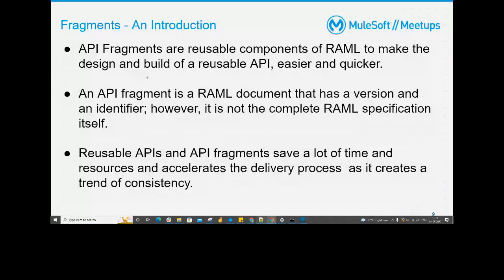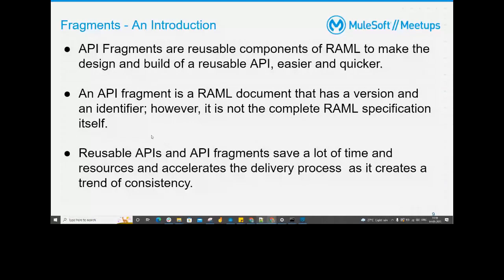So reusable APIs and fragments save a lot of time and resources and accelerate the delivery process as they create a trend of consistency. For example, I have already created an example file, animal equals to dog. Now, in my API specification, I need to use this kind of example. So what I'm going to do is use the fragment file which is giving me animal equals to dog. Now, let's say tomorrow somebody else is developing another API specification and they also need a similar kind of example.